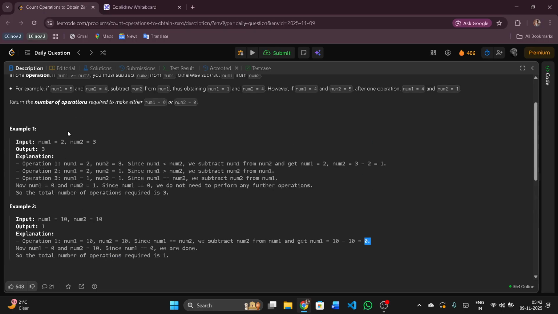That's it. Now, num1 is equal to 2 and num2 is equal to 3. So we remove 2 from 3 and get num2 is equal to 1 and num1 is equal to 2. Then with 2 and 1, we will remove num2 from num1 and get num1 as 1 and num2 as 1. So both are same. So we will just make num1 as 0. So the number of operations is 3. So that's how you solve this problem.